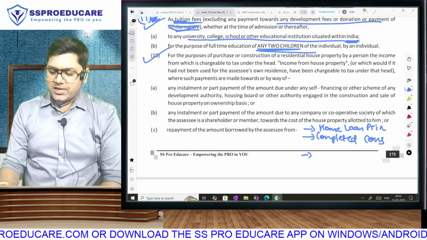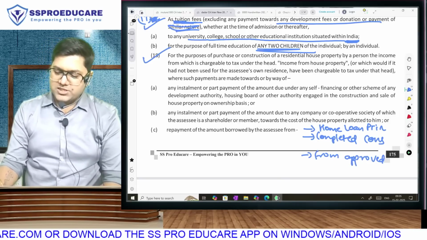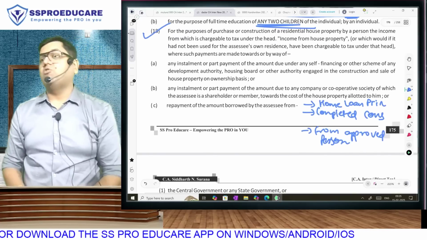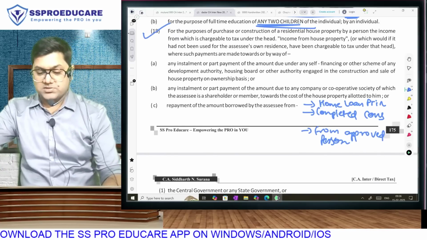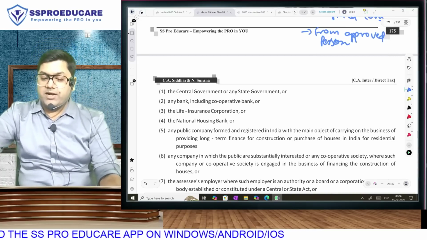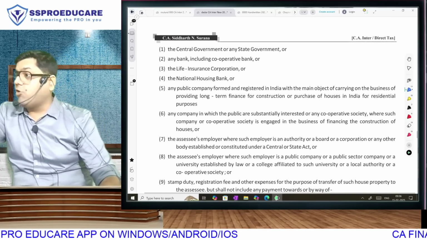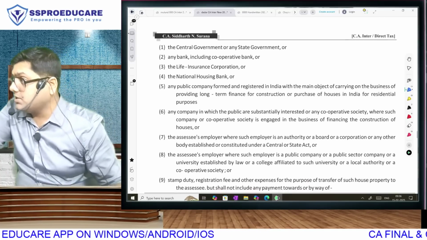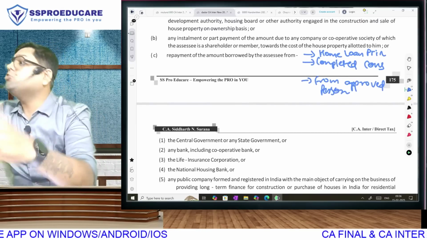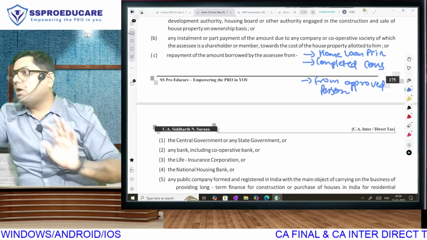And the third thing that you have to be careful about, the loan has to be taken from an approved person. If you learn this much, this will work as a summary of your point 18. Now if you ask me, sir, what is an approved person, then go and learn the list. You can take a loan from central government, state government, bank, life insurance corporation, national housing bank. If you want detailed knowledge, then learn the list. Otherwise, I am keeping it simple for you so that you don't have too much to memorize, because already you have lots and lots to memorize.